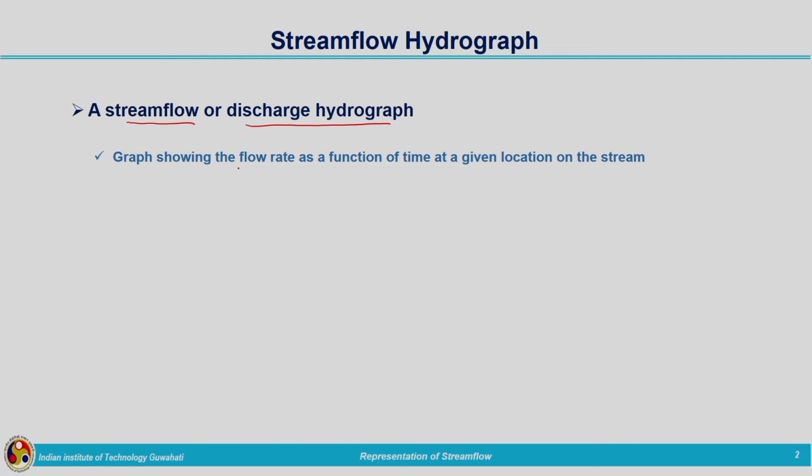So, this is similar to that of a rainfall hydrograph. In the case of rainfall hydrograph, we are plotting rainfall intensity with respect to time. It is a discrete curve, but when we talk about stream flow hydrograph, this is also plotted as flow rate with respect to time, but this is a continuous curve. That is the graph showing the flow rate as a function of time at a given location on a stream. That is our stream flow hydrograph.